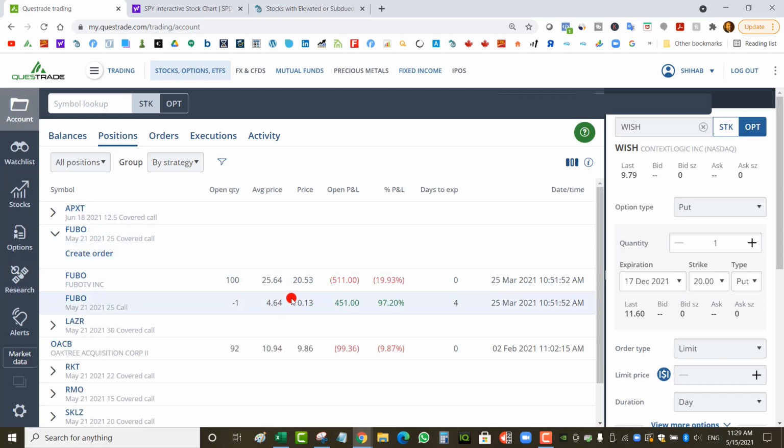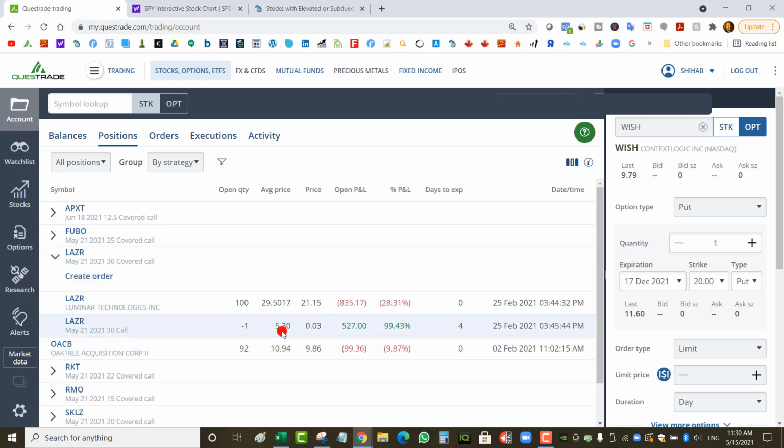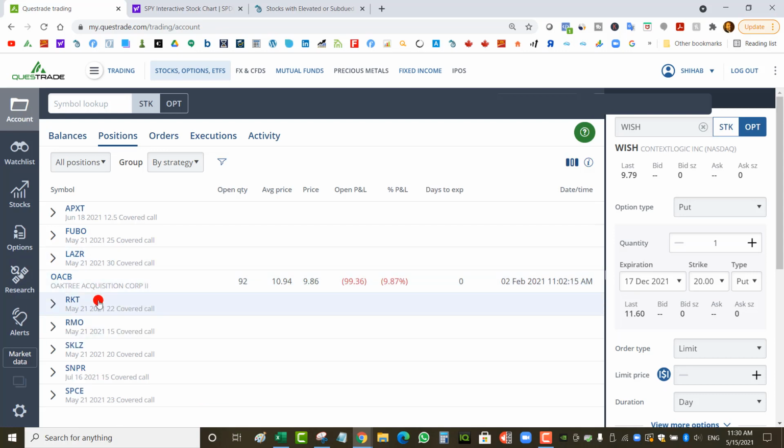Fubo, my cost is 25.64 minus 4.64. So my cost is $21. And as you can see, the stock's at 20. So this one's not so bad, actually. I'm not that far off. Luminar is pretty bad. My cost is around 25 or 24. So 29.5 minus 5 call premium that I collected. And as you can see, the stock's at 21. So this one's $4 below my cost. This is a SPAC that I just want to get rid of when I get the chance.